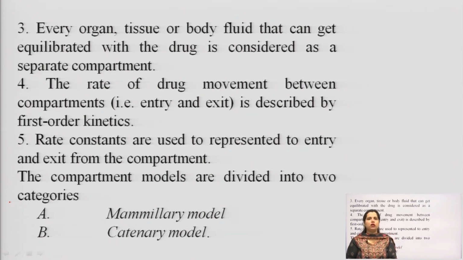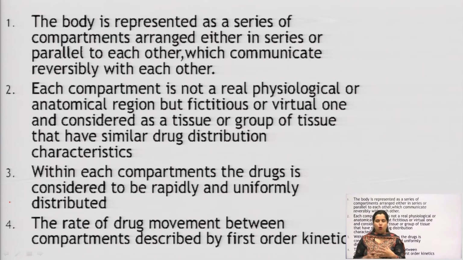The compartment models are divided into two categories on the basis of the alignment of compartments. These are further divided into two: mammillary models and catenary models. So, overall, if we talk about it, the body is represented as a series of compartments arranged either in series or parallel to each other, either in series like this, like this, or parallel. Parallel means multiple in parallel.